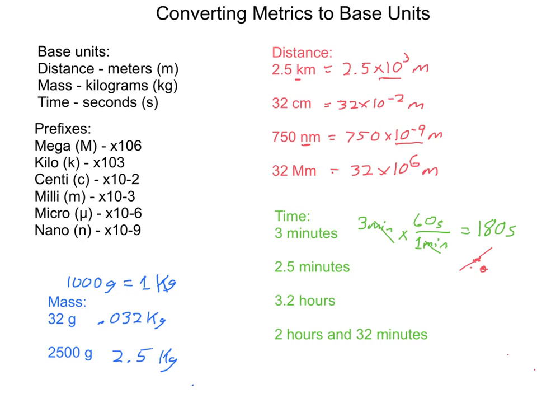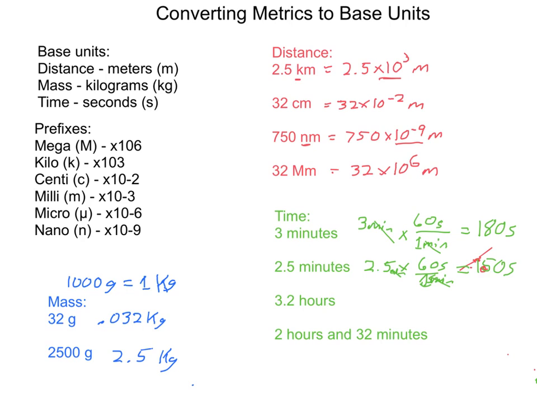What about 2.5 minutes? That's the exact same thing. 2.5 minutes times 60 seconds per 1 minute. Notice how the minutes cancel out, 1 in the numerator, 1 in the denominator, so 2.5 times 60. This is 150 seconds. Next, 3.2 hours.